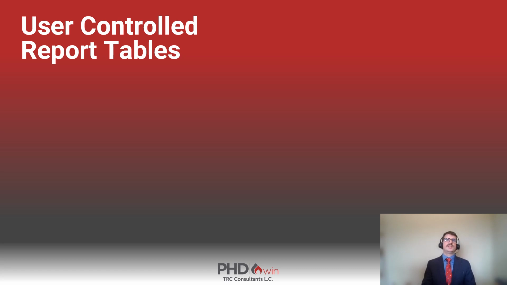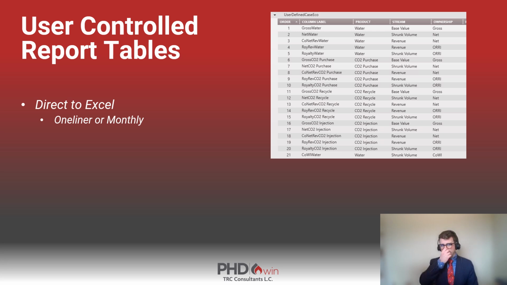Outside of formatted reports, the next most common report request we have is the ability to export data to Excel. So we went through and we built a new tool in version 3 called report tables that give users the ability to control the data that is being pushed out to custom report tables, and that data can then be exported to Excel or used for various sources. When exporting to Excel, you have two options. You can do a one-liner or a monthly report.